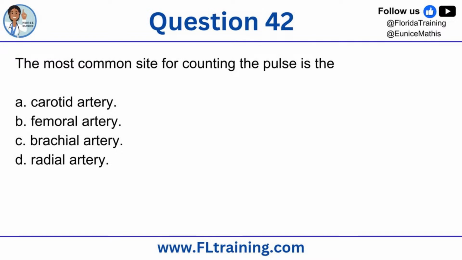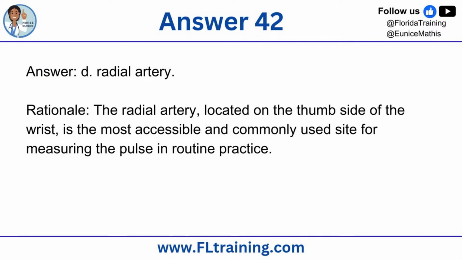Let's dive right into the answer. If you chose D, you are absolutely correct. Radial artery. The radial artery located on the thumb side of the wrist is the most accessible and commonly used site for measuring the pulse in routine practice.